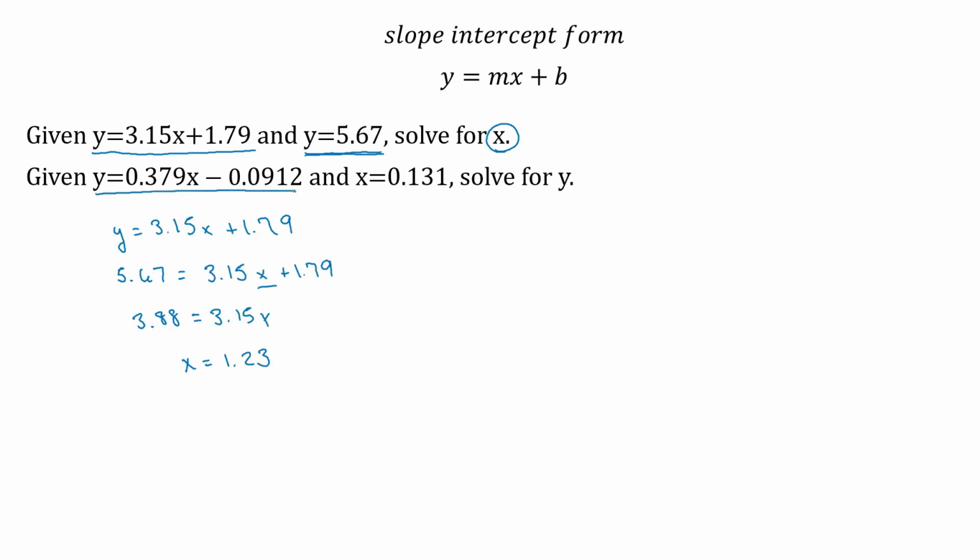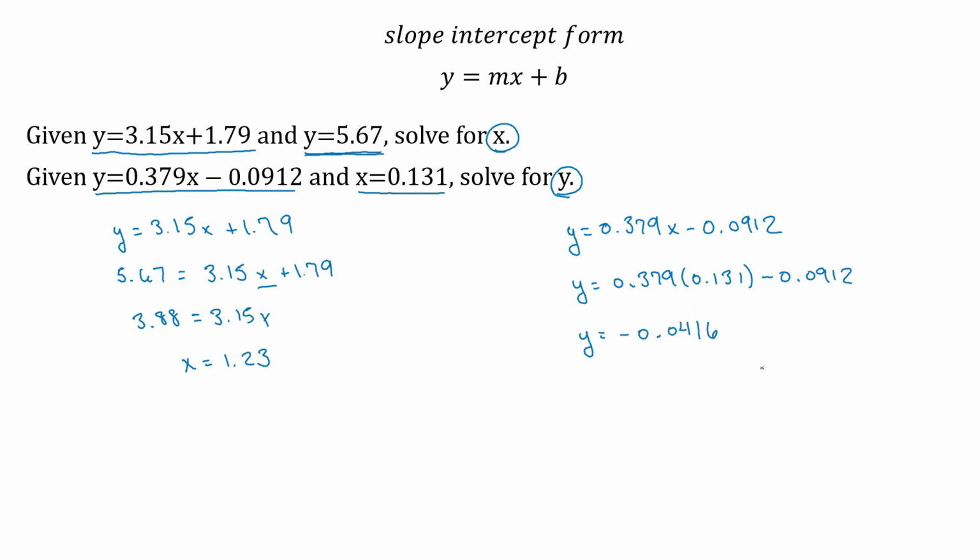Let's do this one more time with my second example. Again, we're given the equation of the line. This time we are given a value for x, and we want to solve for the value for y. Starting with my equation for the line, x minus 0.0912, I'm going to plug in my value for x. Everything else stays the same, except now I have a value for x.